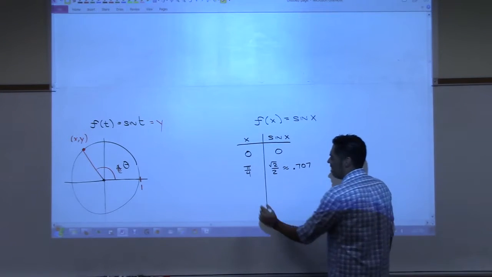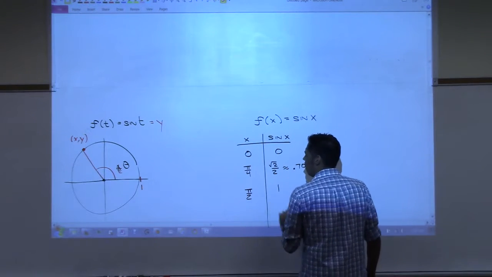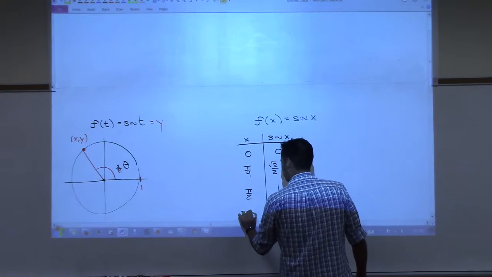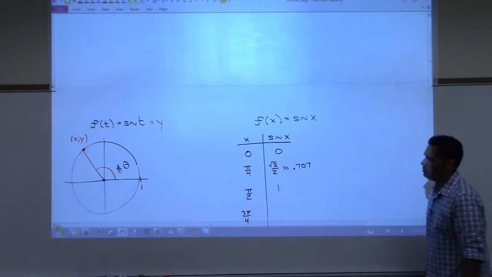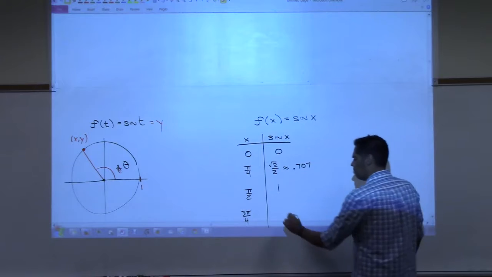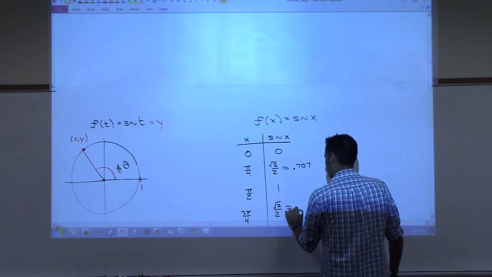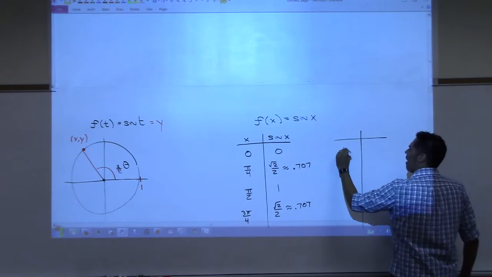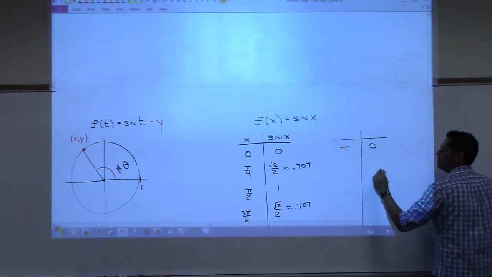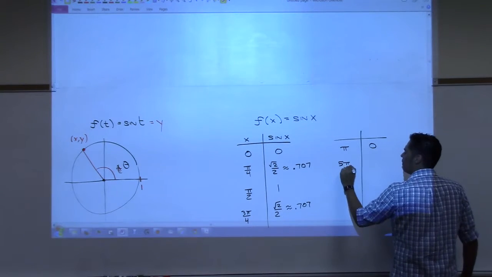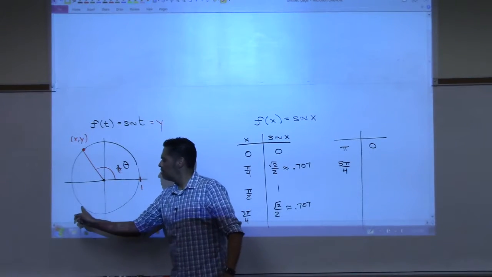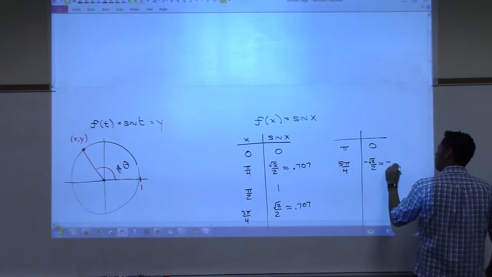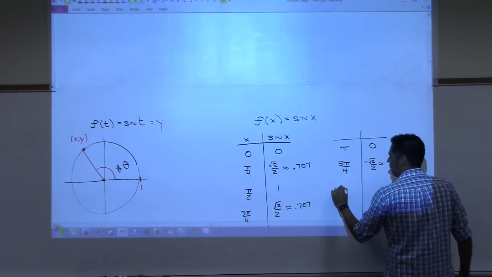And then the next nice angle, how about pi over 2? We're at 1, right? That's straight up. The next one would be 3 pi over 4. What's sine of 3 pi over 4? Root 2 over 2 again, which is about 0.707. Let's keep going. Pi, sine of pi, 0. How about 5 pi over 4? That's down here, right? Like this. Negative root 2 over 2. It's approximately negative 0.707.